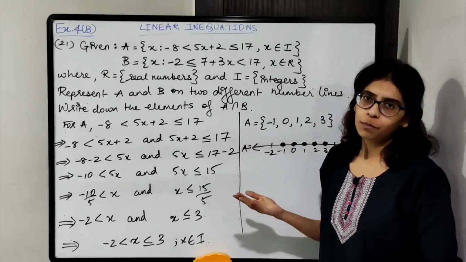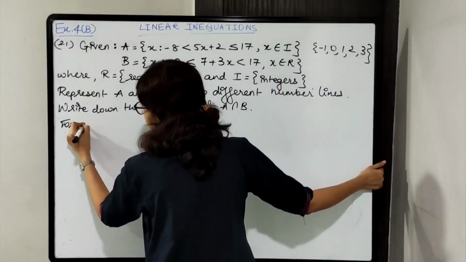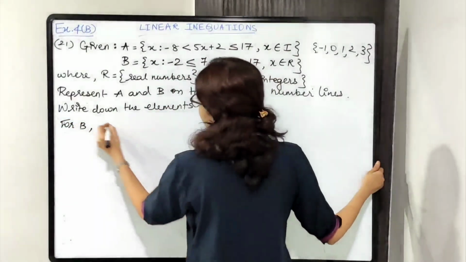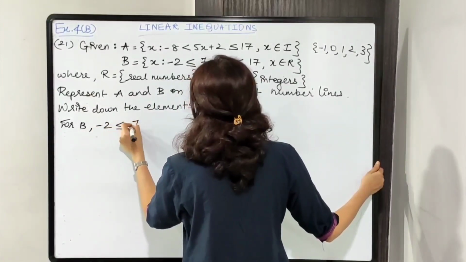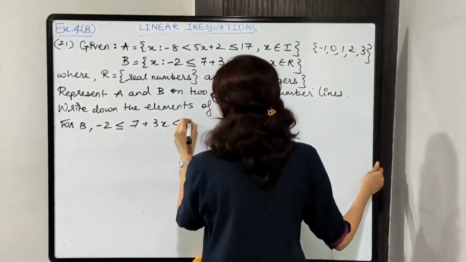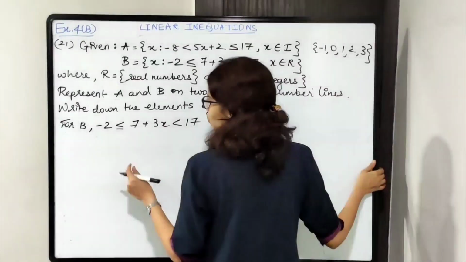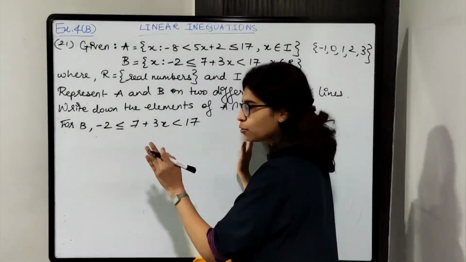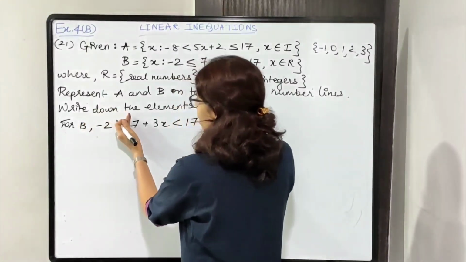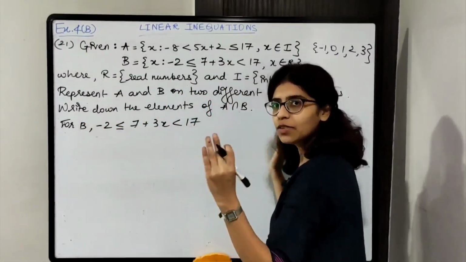Now we'll plot for B. For B, we are given -2 ≤ 7 + 3x < 17, and x belongs to the set of real numbers. So we'll divide it into two parts. First this inequality and then this inequality. Then we'll club it together.